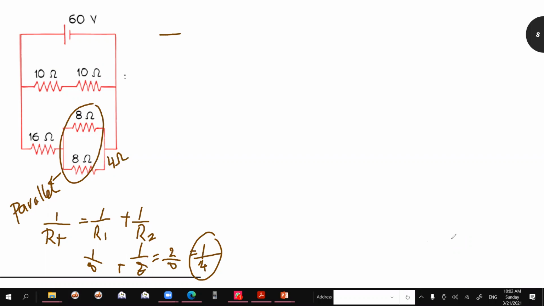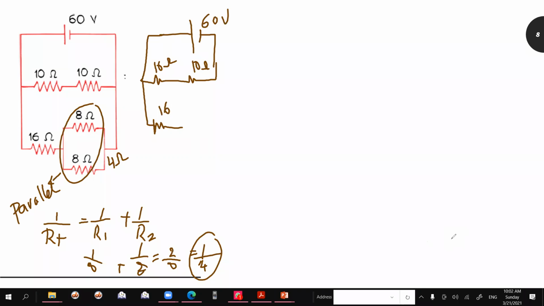So let's now redraw it. This is 60 volts. This is 10 ohm. This is 10 ohm. Now here we have 16, and after we find the total of the equivalent circuit, we have it now as 4. Then now let's go to 4 and 16.